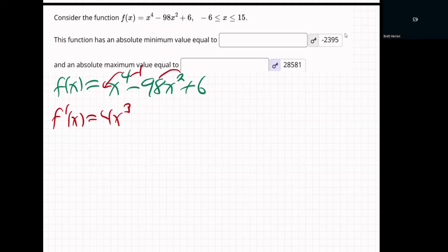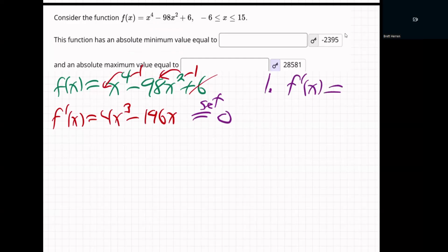Lower the power by 1. Bring that down. It's 180 and 6196 x. And then that just goes to 0. And we set that equal to 0. So step 1, f prime of x set equal to 0. Solve for x, and those will be your critical values.